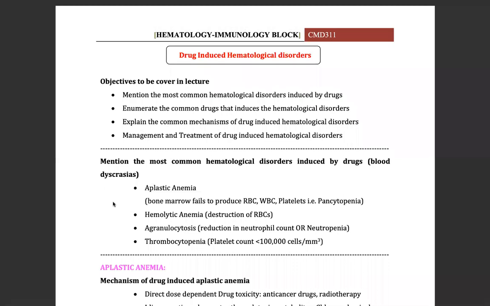So first, which are the most common hematological disorders? There are four most common hematological disorders. The first one is aplastic anemia, in which the bone marrow fails to produce RBC, WBC, and platelets. In another medical term, it is also called pancytopenia, when the bone marrow fails to produce RBC, WBC, and platelets.